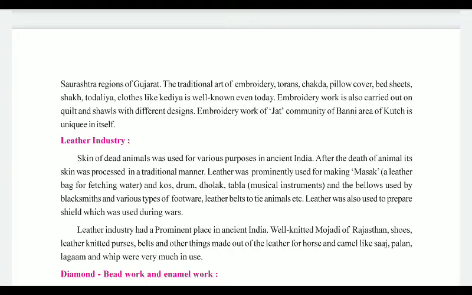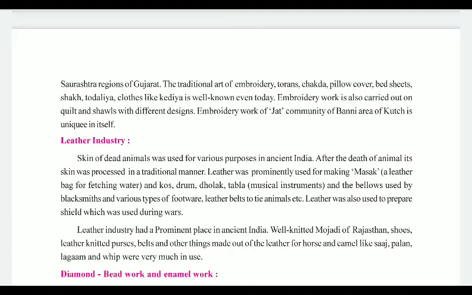So you understand the importance of embroidery and for how long we have been using it to produce fine clothes. Leather industry. Skin of dead animals was used for various purposes in ancient India. After the death of an animal, its skin was processed in a traditional manner.